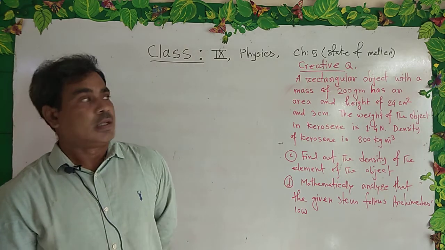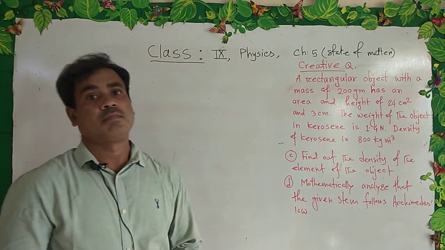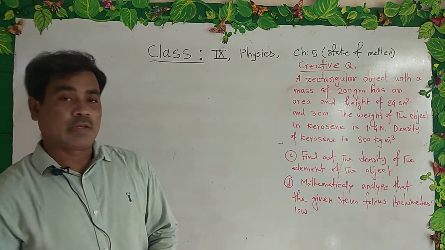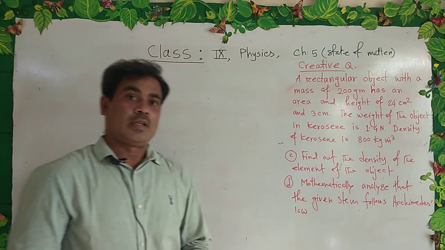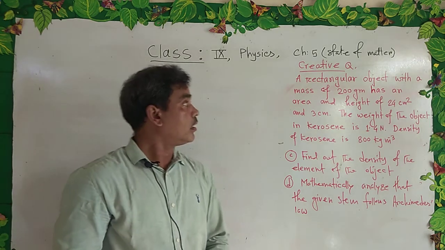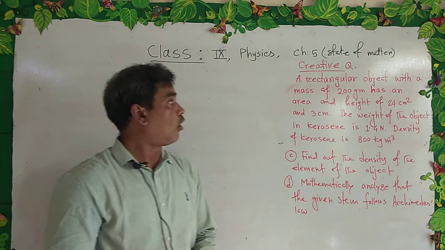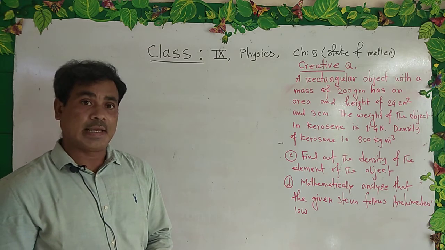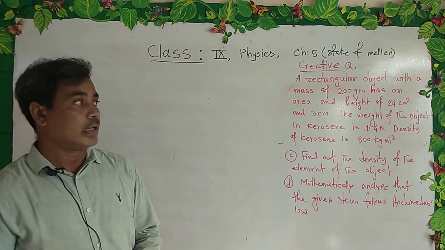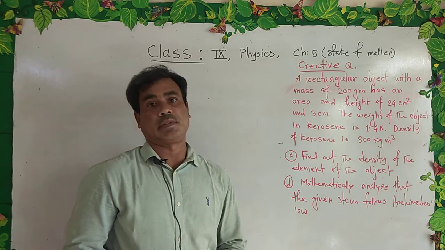Today, the answer of a creative question will be discussed, and it will be from chapter 5. You must be attentive in my class. The question says that a rectangular object with a mass of 200 gram has an area and height of 24 centimeter square and 3 centimeter.